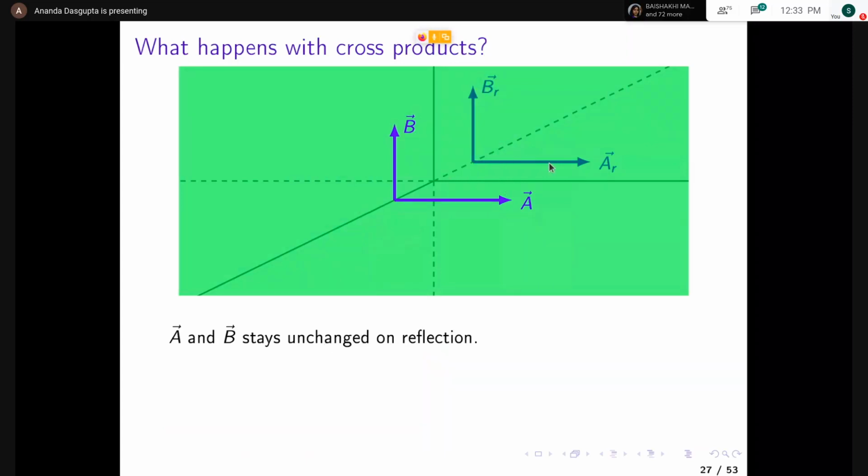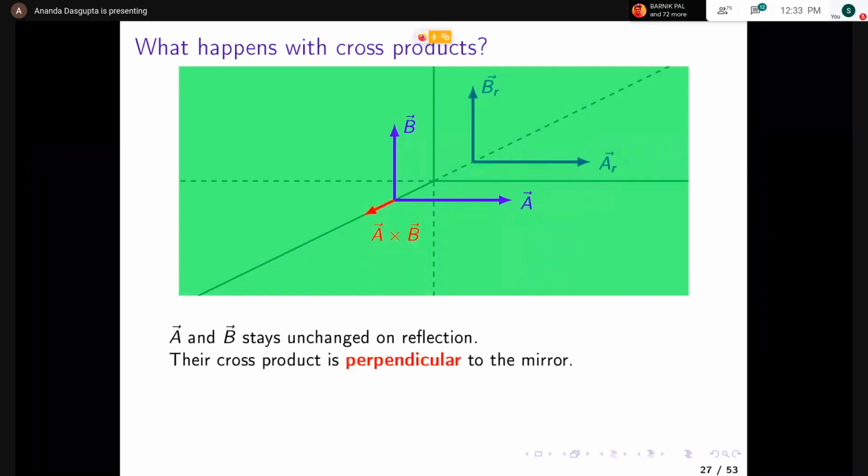Now what about A cross B? A cross B, of course, is perpendicular to the plane of the mirror because it's perpendicular to both A and B. That's A cross B. However, what happens to A cross B when you reflect? It becomes AR cross BR. A becomes AR, B becomes BR, and they stay the same. So AR is the same as A, BR is the same as B.